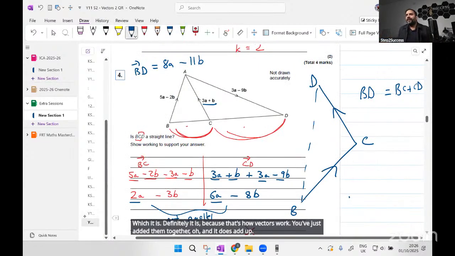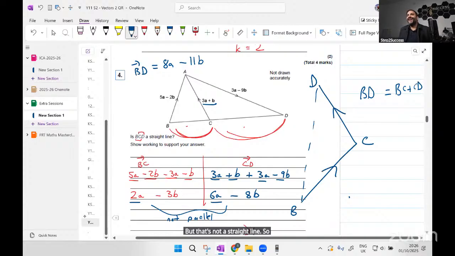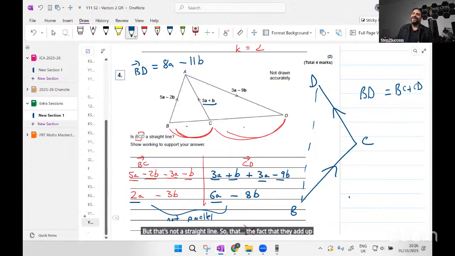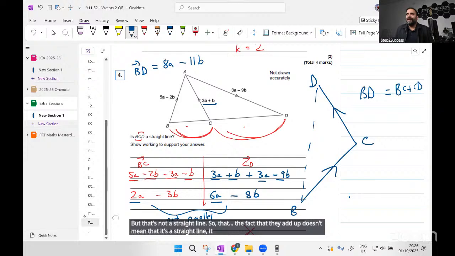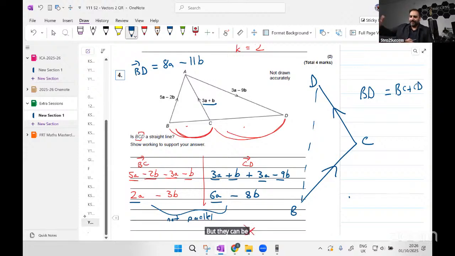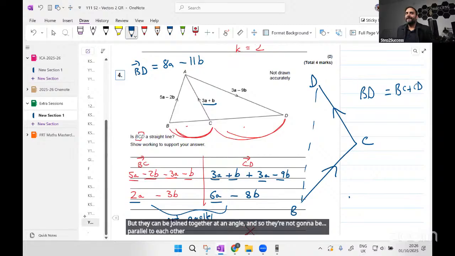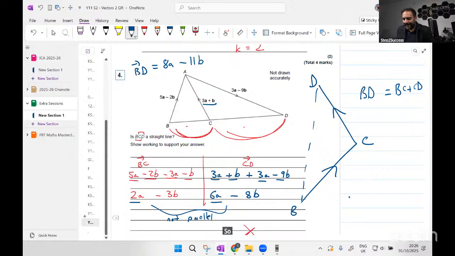But that's not a straight line. The fact that they add up doesn't mean that it's a straight line. It means that they're just joined together, but they can be joined together at an angle. And so they're not going to be parallel to each other. So yes, it adds up, but it's always going to add up. It would add up regardless.